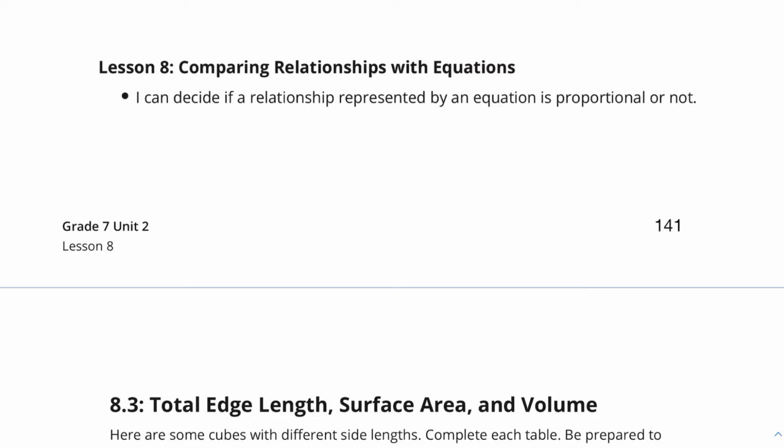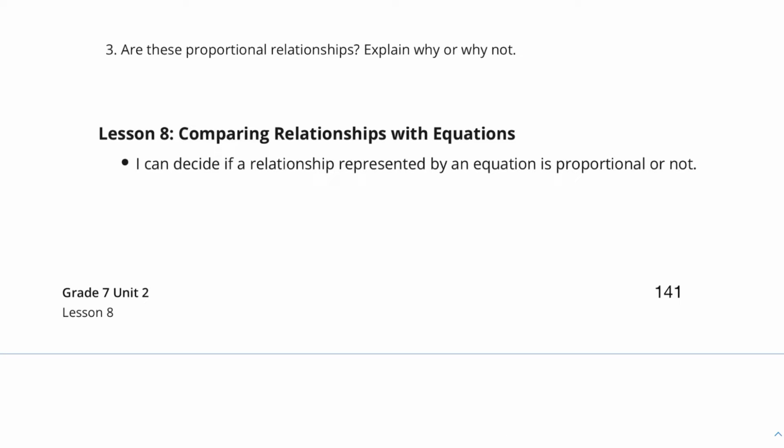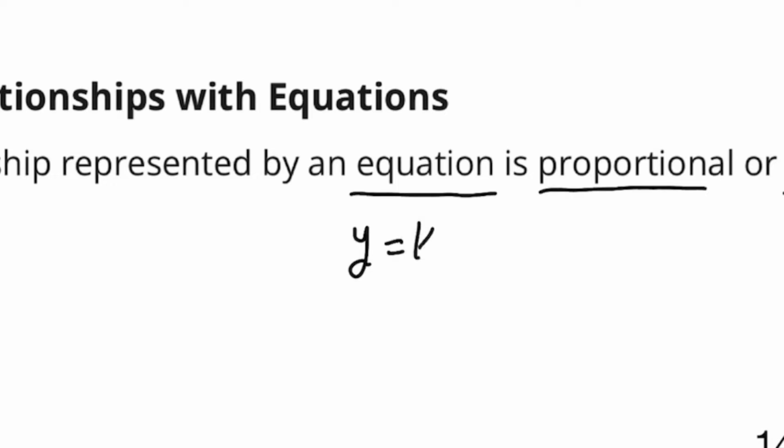First, let's look at our learning target for lesson 8 here. It says, I can decide if a relationship represented by an equation is proportional or not. So the key factor is we're going to be looking at equations and deciding whether they are proportional or whether they are not. Remember, an equation that we've been using thus far is y = kx, where k represents our constant of proportionality. So that's really important. If we don't have a constant of proportionality, we cannot have an equation.